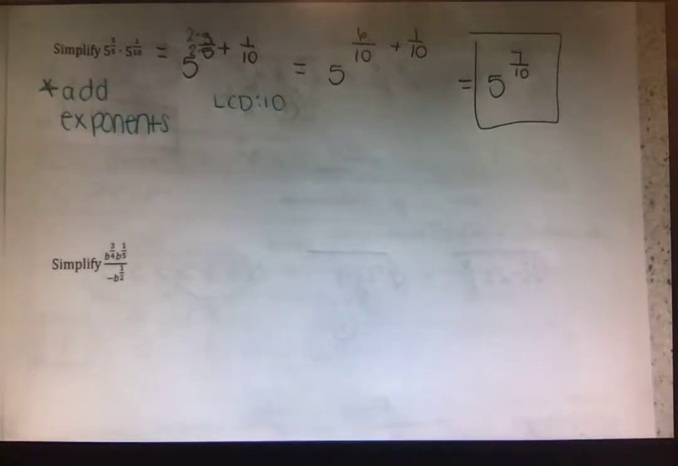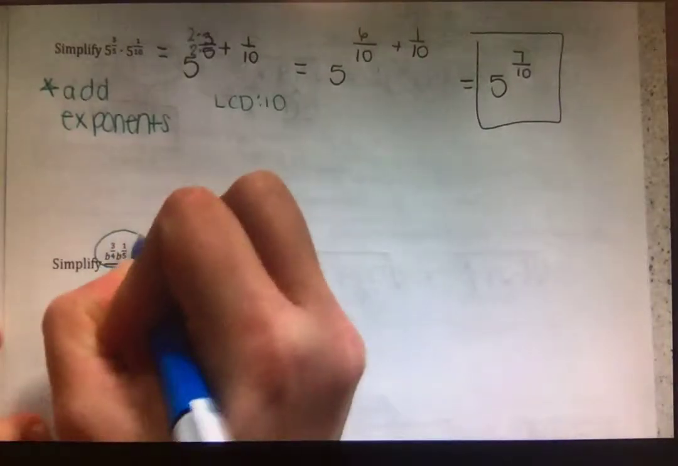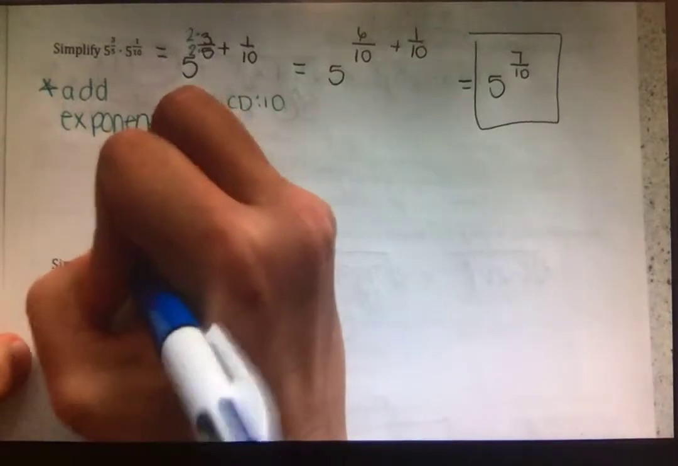Next example, if we have to simplify b to the 3/4 power times b to the 1/5 power, all over negative b to the 1/2 power. So this looks like a lot. For one, they're all b's, so they're all like terms. So let's just do one thing at a time and try to simplify them. So starting off, let's simplify this numerator. So b to the 3/4 power times b to the 1/5 power. They're the same base, they're both b's, and they're being multiplied together. So we are going to add the exponents.